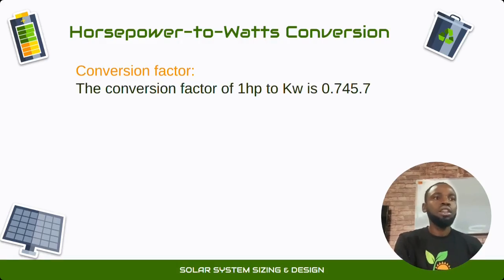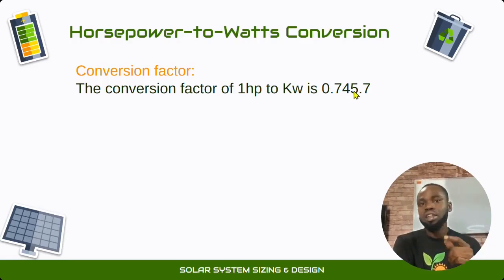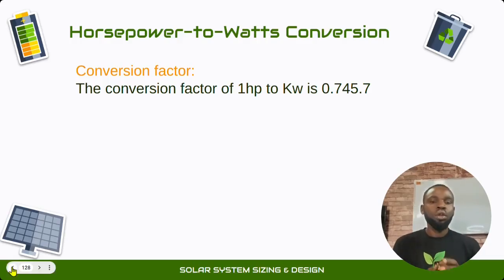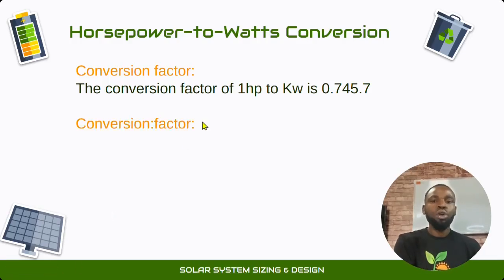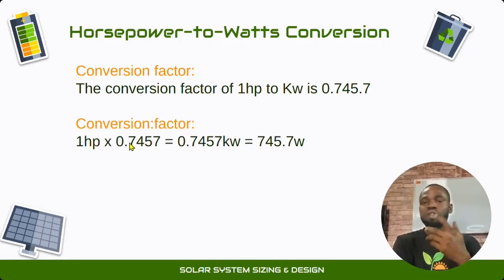Okay, so the conversion factor here is 0.7457 kilowatts. So 1 horsepower is equal to 0.745 kilowatts. If you convert this to watts, it's going to be 745 watts. So one horsepower is rated 745 watts. So with this conversion factor, if you have a device rated in horsepower, let's say 1 horsepower, it will be about 0.746 kilowatts. If you convert it to watts, it's going to be 746 watts.